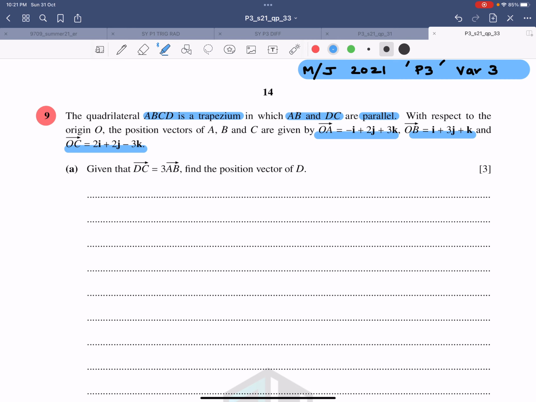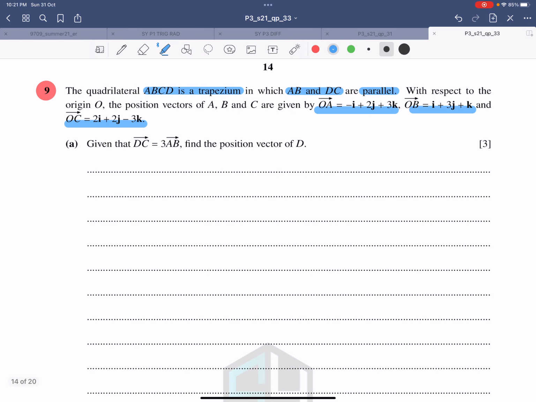So this is the information given. The first part is pretty straightforward. That is basic O-level vectors, I must say. So DC is 3 times AB.